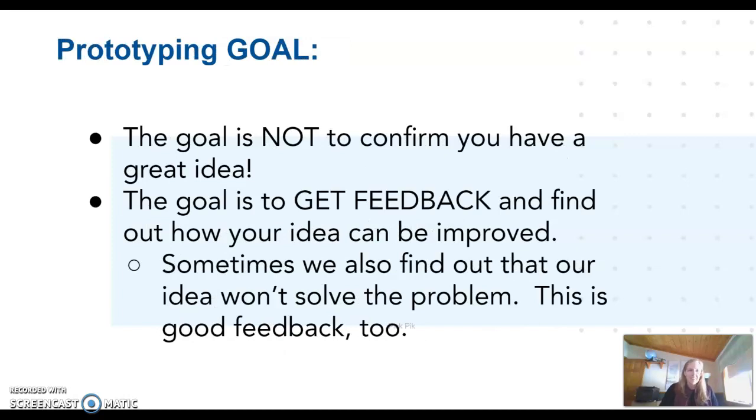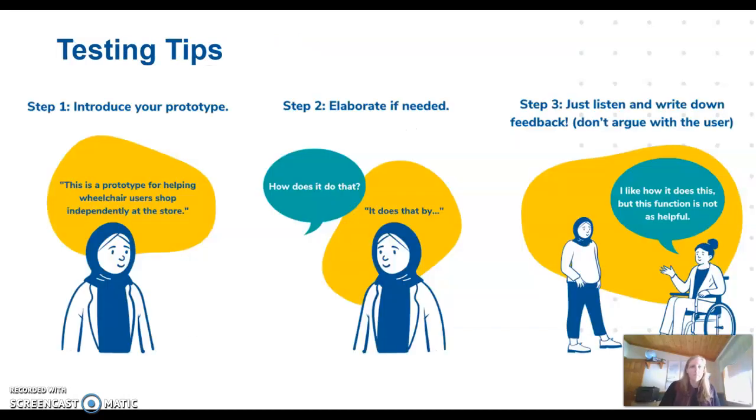And so as I just said, the goal is not to confirm this is a great idea. The goal is to get feedback. Every now and again, we're going to find out that our prototype and our solution is way off base. And that's why we do prototyping, and we do this early so we don't waste any time and money pushing forward an idea that isn't going to solve the problem. So if you put your prototype in the hands of your customer and they say, no, this isn't it, let me tell you why, consider that a success.